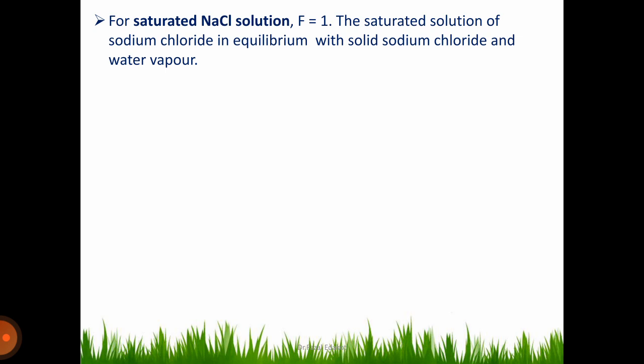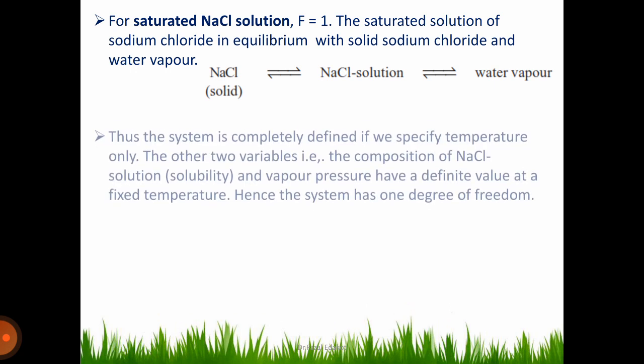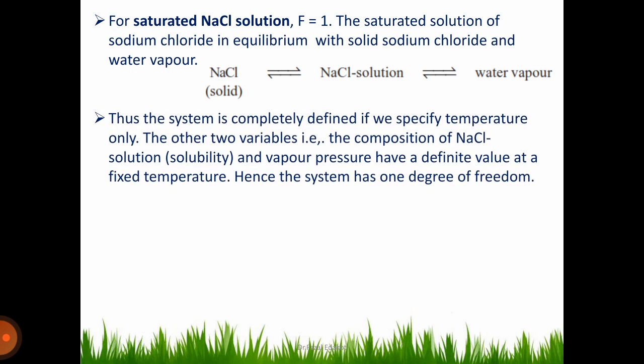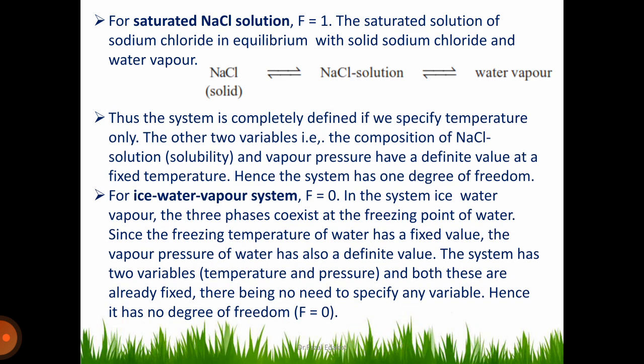For saturated NaCl solution, degree of freedom is equal to 1. The saturated solution of sodium chloride in equilibrium with the sodium chloride and water vapor, because it's all about the solubility. And if you know 1, that is the temperature, you can understand about the pressure. If you know the pressure, you can understand about the temperature. That defines the system entirely. So it's a one component system. Thus the system is completely defined if we specify the temperature only. The other 2 variables, it could be the composition of NaCl solution, that is the solubility, and the vapor pressure have definite value at a fixed temperature. Hence the system has 1 degree of freedom.